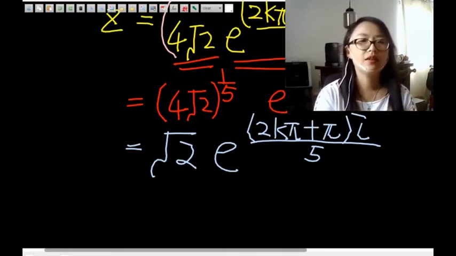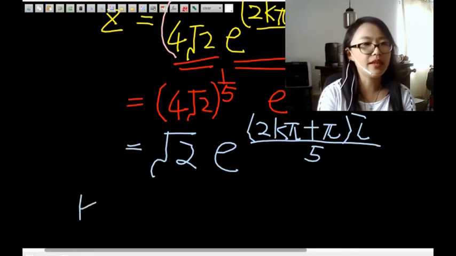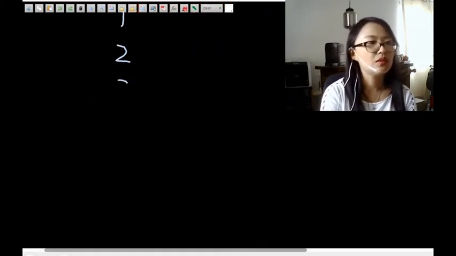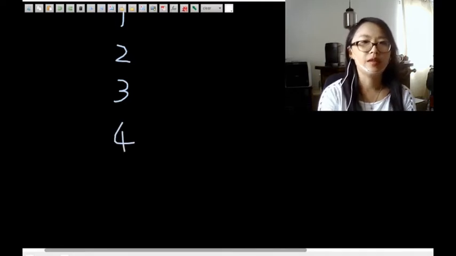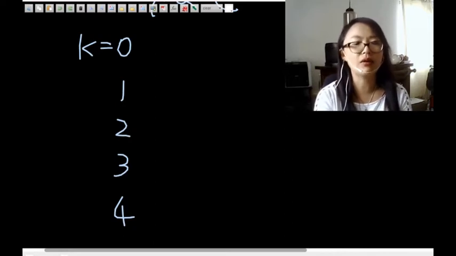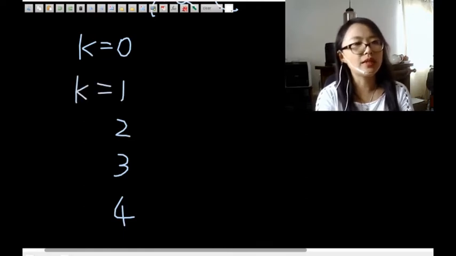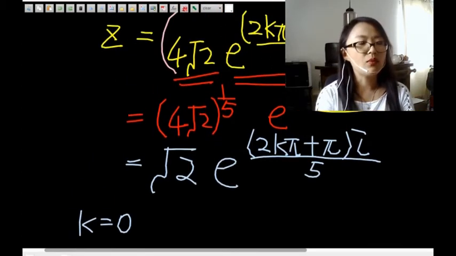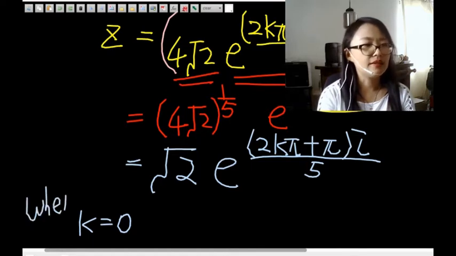The second part, what we are going to do is let k equal 0, 1, 2, 3, 4. Because there are 5 roots, that is what we are expecting, because it's z to the power of 5. So we are expecting 5 roots. So I'm going to write 5 possibilities. So k equals that, and until 4.